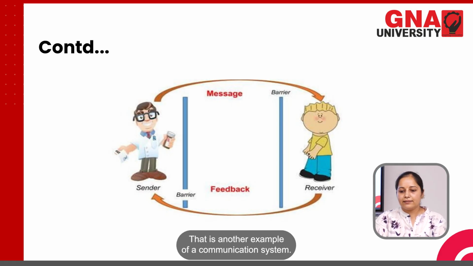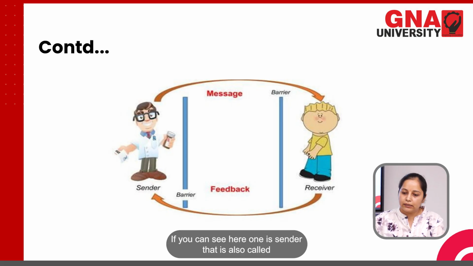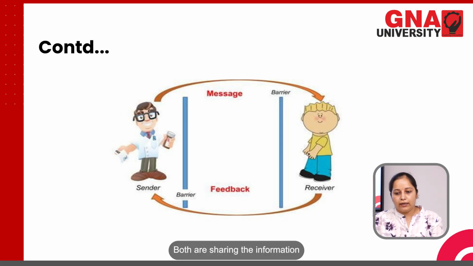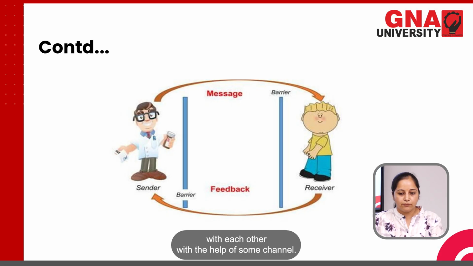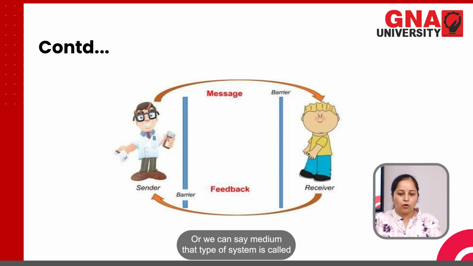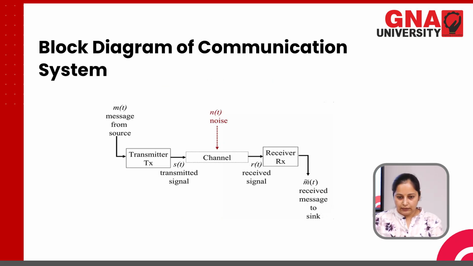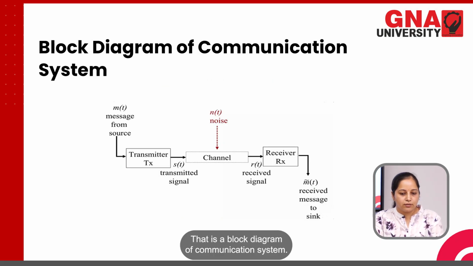Another example is a communication system. You can see here, one is the sender, also called the transmitter, and second is the receiver. Both share information with each other with the help of some channel, or we can say medium. That type of system is called a communication system. That is a block diagram of a communication system.